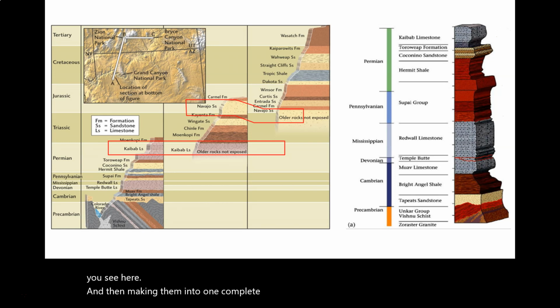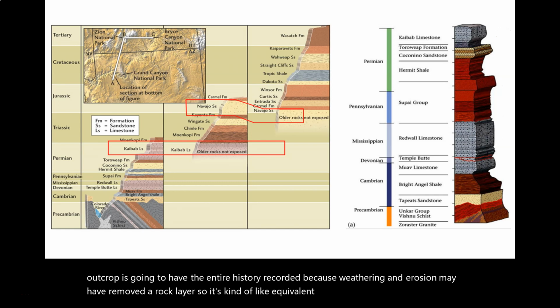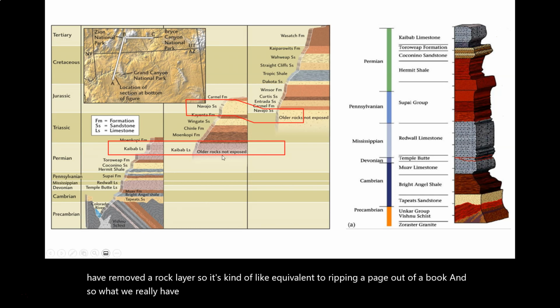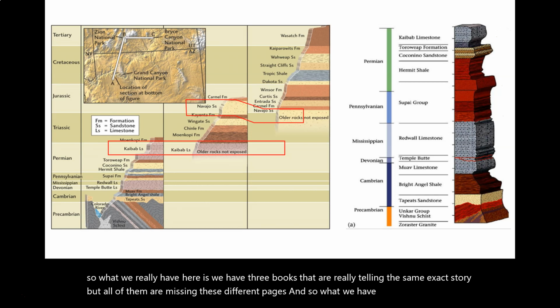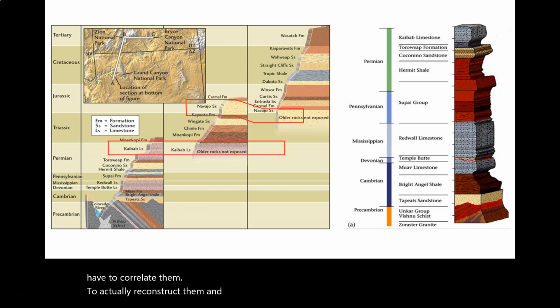What you have to remember is not every outcrop is going to have the entire history recorded, because weathering and erosion may have removed a rock layer. So it's kind of like equivalent to ripping a page out of a book. And so what we really have here is 3 books that are really telling the same exact story, but all of them are missing these different pages. And so what we have to do is correlate them to actually reconstruct them and make one complete book.